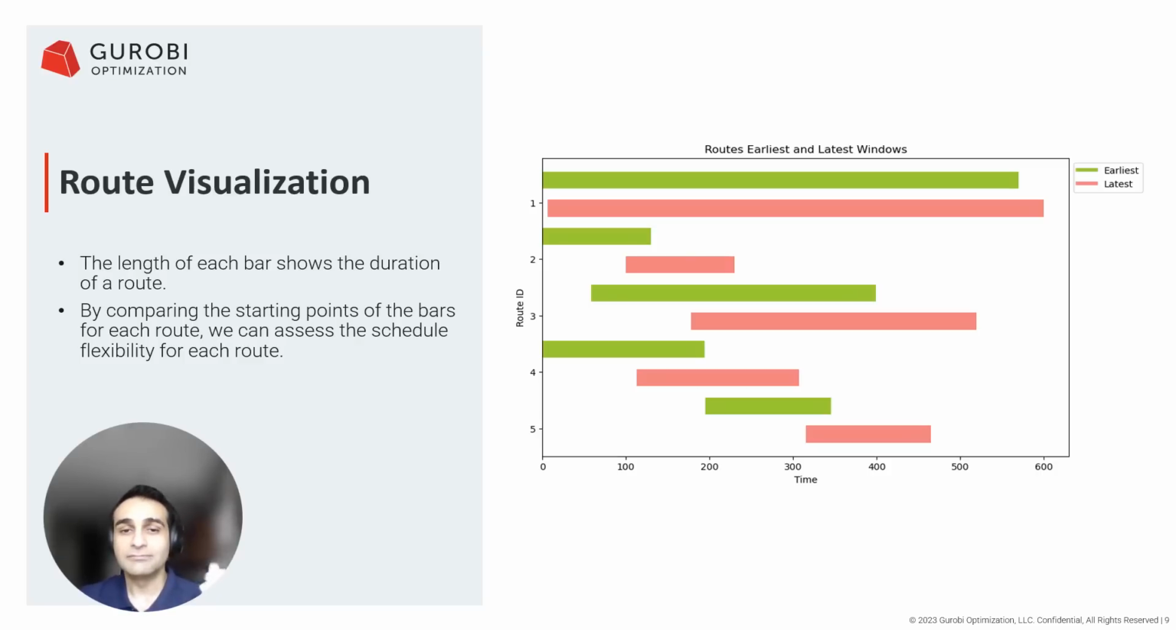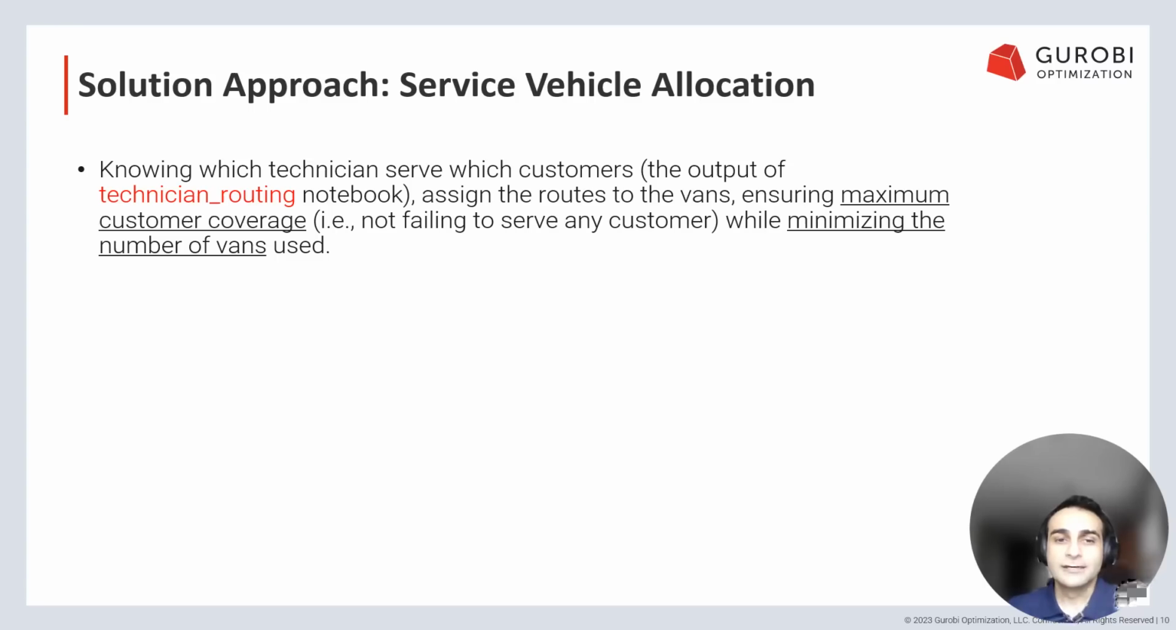All right, now that we have seen all of this, let's formally state the problem that we want to solve. Based on the outputs of the technician routing notebook, which will serve as the inputs for us, and knowing which technicians serve which customers, assign the routes to the vans with 2 objectives in mind. 1, maximize customer coverage, which means we don't want to fail to serve any of the customers that we already routed.